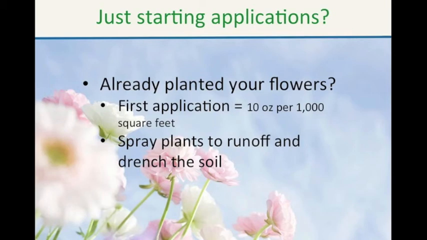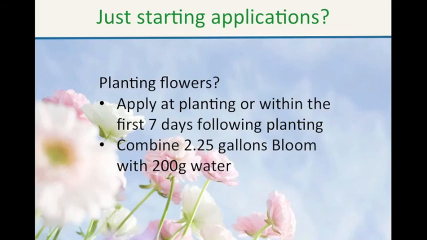So when you're ready to apply, your first application will be 10 ounces of Holganix per 1,000 square feet. And when you make your solution, you're going to spray the plants to runoff, completely drenching the plants and also the soil that the plants are growing in. So after you plant the flowers, within the first 7 days following planting, you're going to want to make the treatment. In order to get the right dilution, you're going to combine 2 1/4 gallons of Bloom with 200 gallons of water.